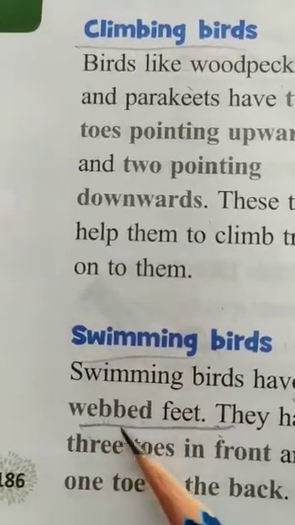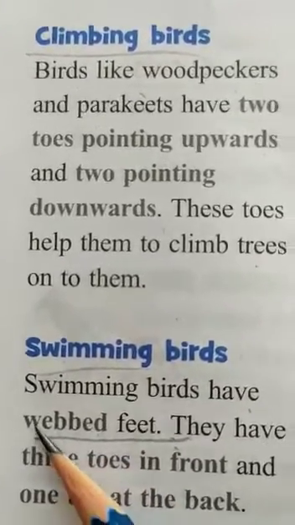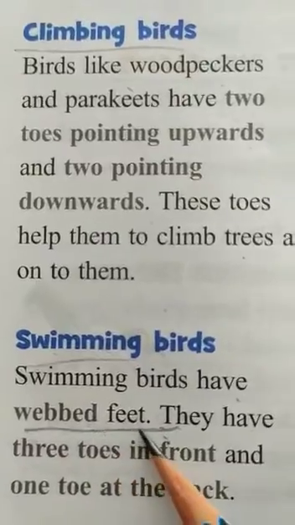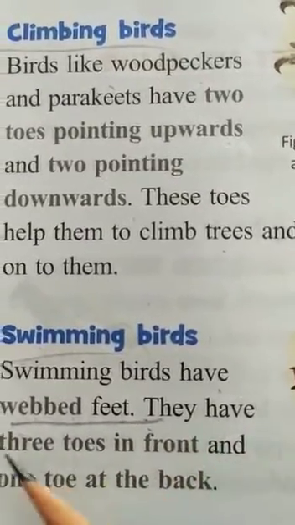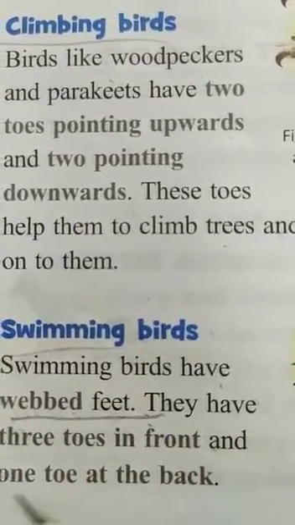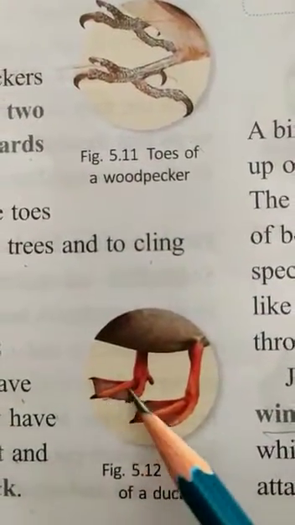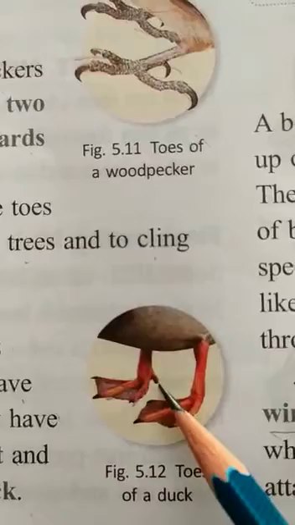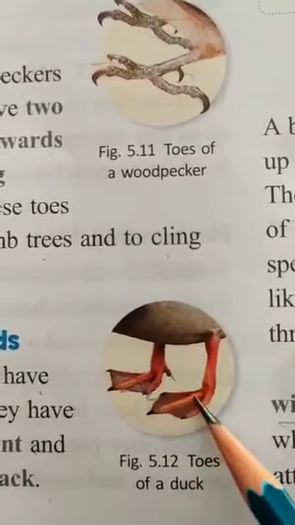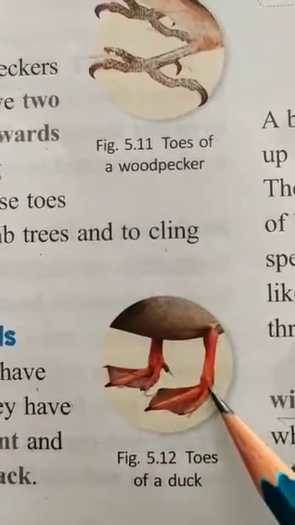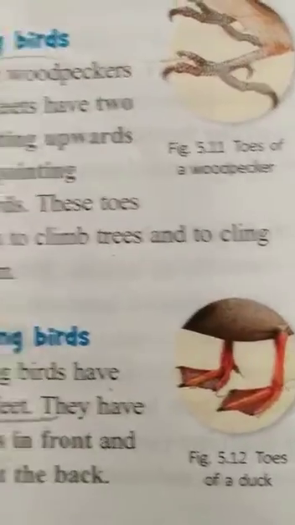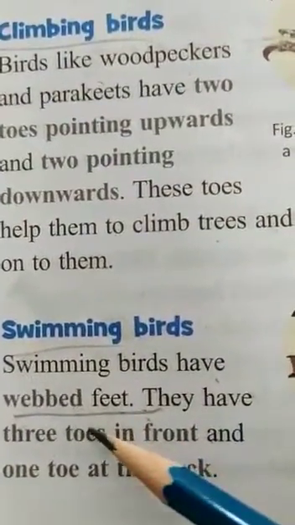W-E-B-B-E-D. Don't be confusing B and D. Okay. W-E-B-B-E-D. Webbed feet. They have 3 toes in front and 1 toe at the back. They have 3 toes in the front, 1 toe at the back. Understood? So they have webbed feet.